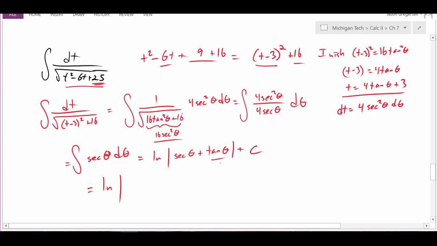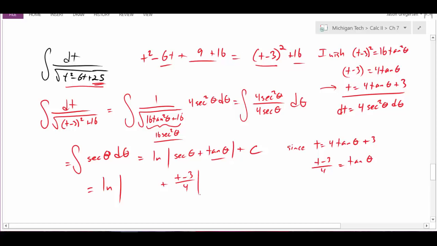Well, I can handle the tangent of theta because that was related to my original substitution. So originally my substitution was that t equals this guy right here. Since t is equal to 4 tangent of theta plus 3, I can subtract 3, divide by 4 to get t minus 3 over 4 is equal to tangent of theta. So that's my value for the tangent. I'll write that guy over here, t minus 3 over 4.